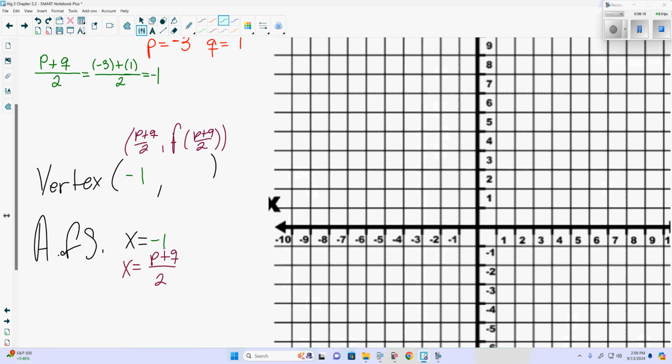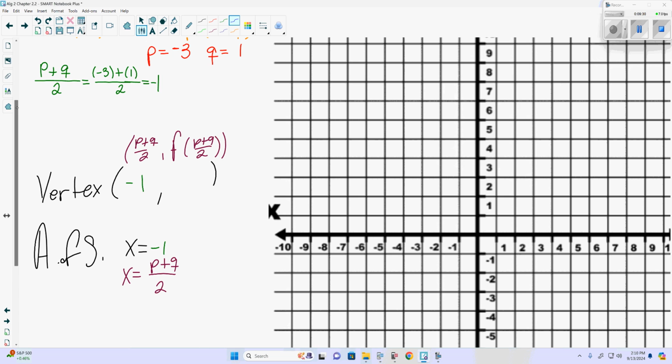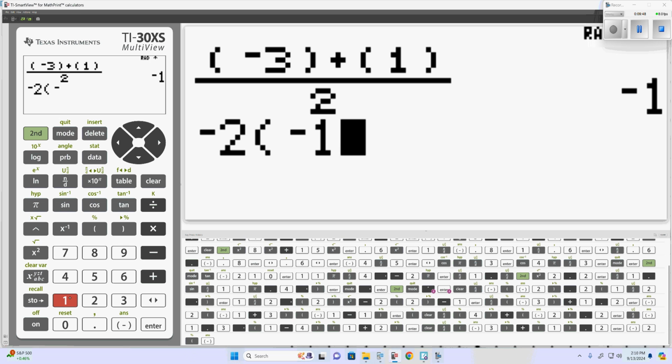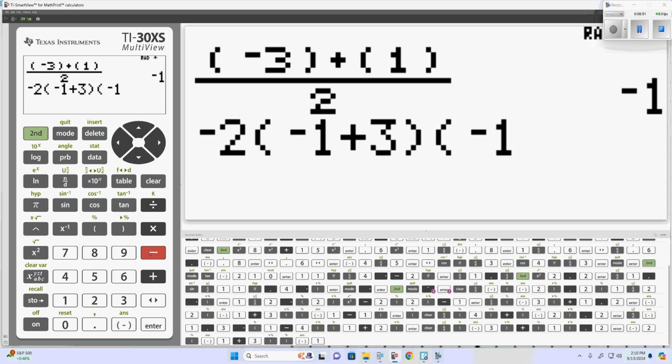Now to find the f of (p plus q) over 2, well, this should seem similar to what we did yesterday, our f of -b over 2a. Same exact thing. We just take this value of -1 and plug it back into the function. For us here, it'd be -2 times (-1) squared plus 3 times -1 minus 1. We're just plugging it back in. And again, we could type this whole thing exactly as we see it into the calculator. And we get 8.